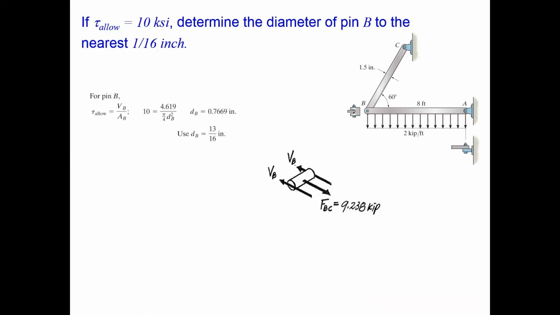Okay, so go ahead and calculate that stress. You'll find that it's less than 10 ksi. So your final answer for this problem would be 13/16. And that's how you would give the final answer, because it's asking for the nearest 16th of an inch. So you're not putting a fraction here, you're actually putting your answer in this format.